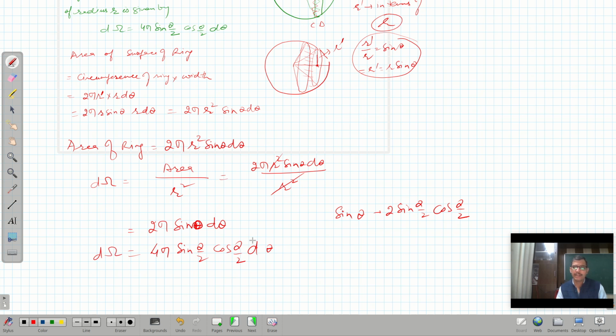So it can be asked in any way. It can be asked either this way, 2 pi sine theta d theta, or as 4 pi sine theta by 2 cos theta by 2 into d theta. So I think that's all for this lecture.